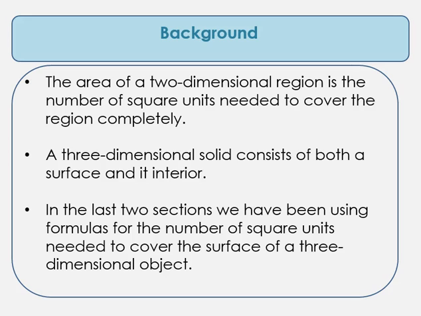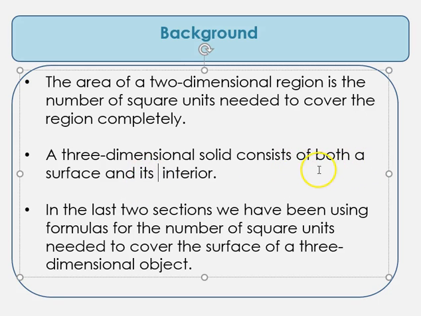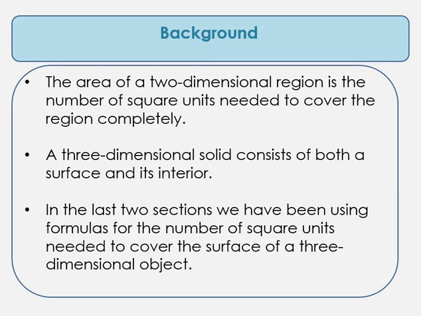The area of a two-dimensional region is the number of units needed to cover the region completely. So this is the definition of area. For a three-dimensional solid, its area consists of both a surface and its interior. In the last two sections, we've been using formulas for the number of square units needed to cover the surface of a three-dimensional object. Now we will move on to learn how to calculate the volume of the interior of a three-dimensional object.